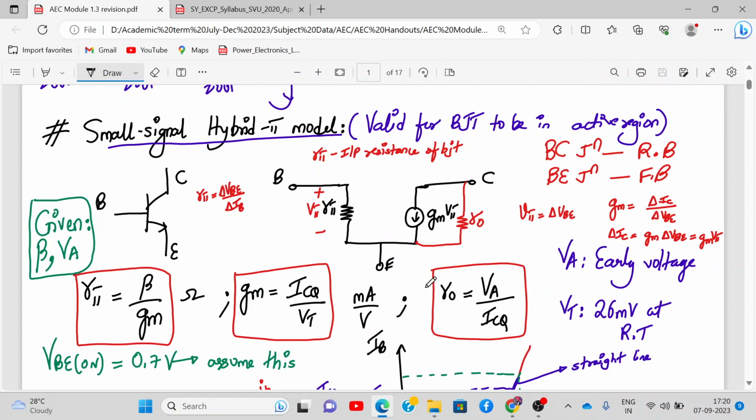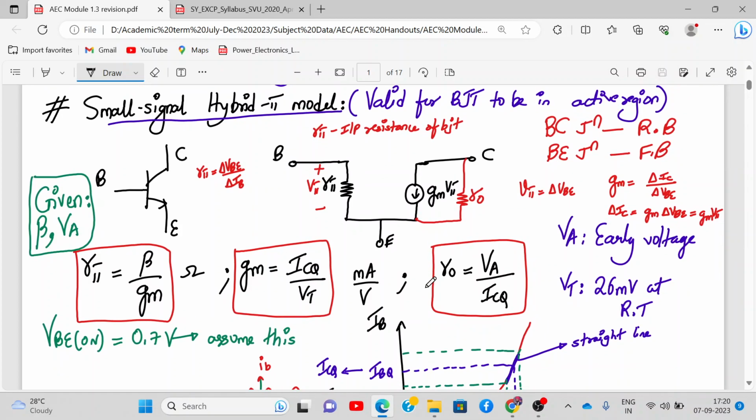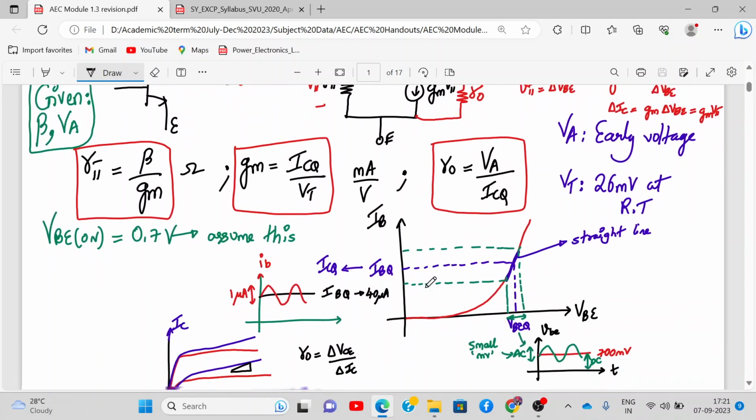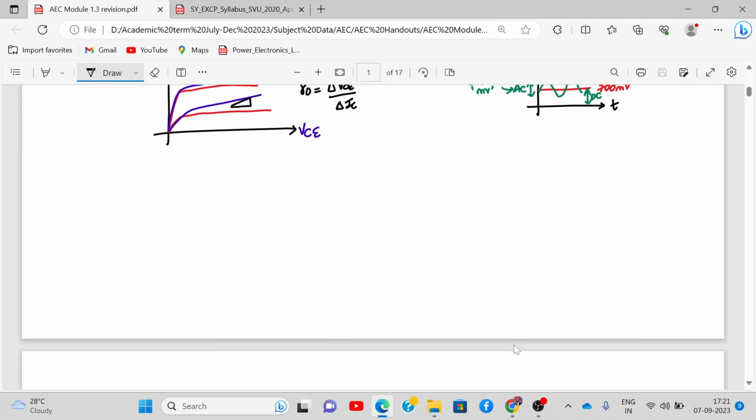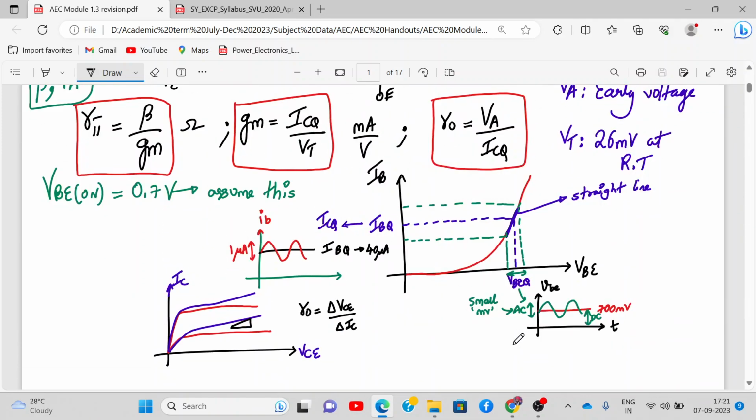Can we proceed forward, or do you have a doubt? Hello, does anyone have any doubt before? No, because now we are going to the amplifier part. Okay, all right, fine. So we'll now move on to the amplifier part.